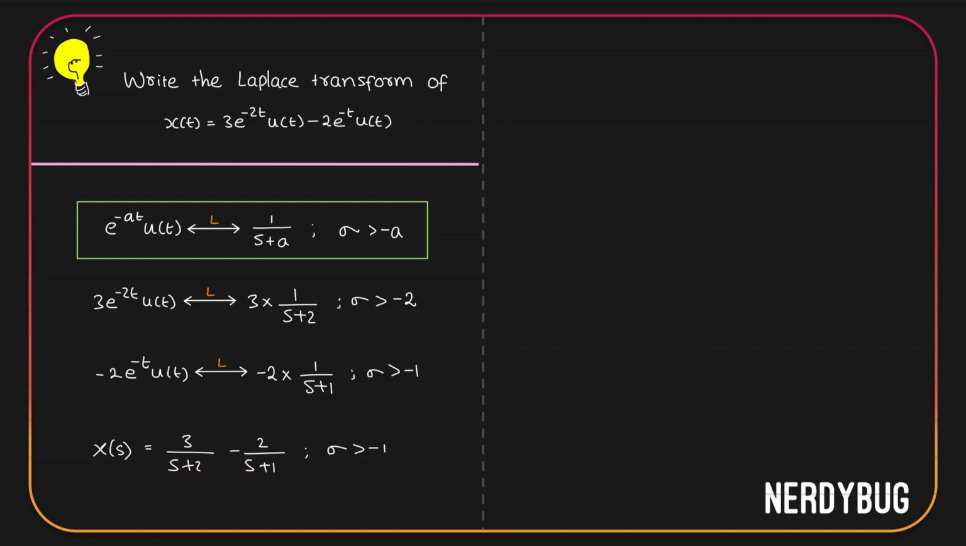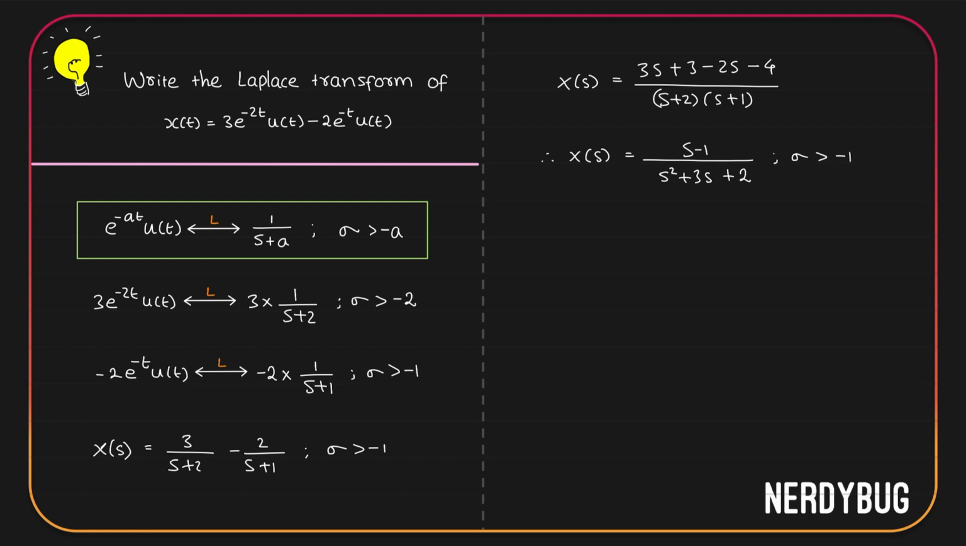We can add these two terms. So we get X of s is equal to 3s plus 3 minus 2s minus 4 divided by s plus 2 multiplied by s plus 1, or X of s is equal to s minus 1 divided by s square plus 3s plus 2, and ROC is sigma greater than minus 1. Plotting the ROC on an S-plane, we will get this. It is everywhere on the plane where sigma is greater than minus 1.